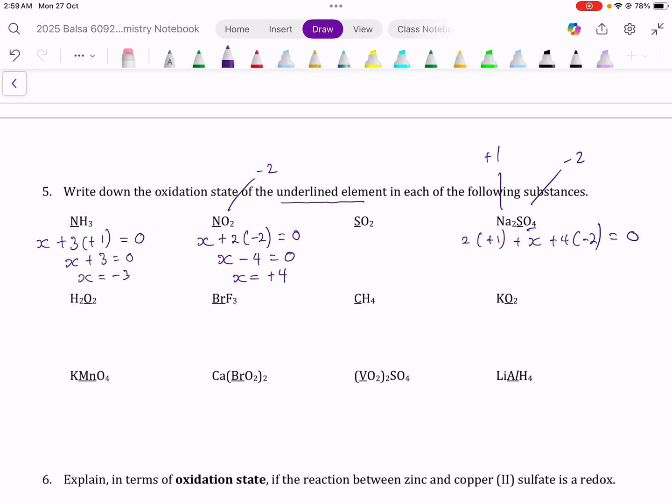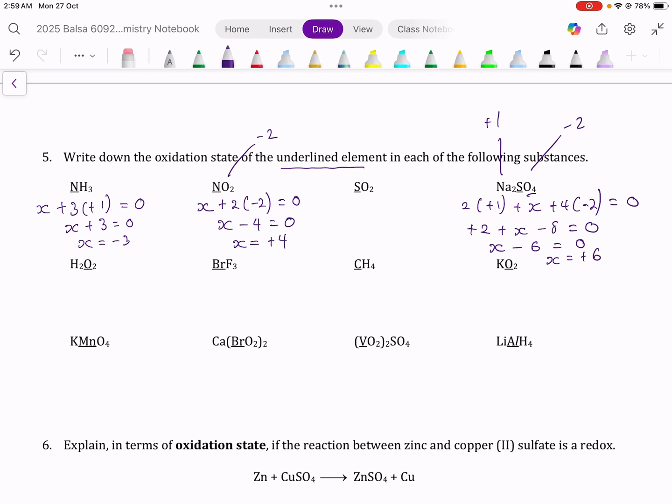Then I work out what's the X value. So plus 2 plus X minus 8 equals to 0. So X minus 6 equals to 0. Your X equals to plus 6.